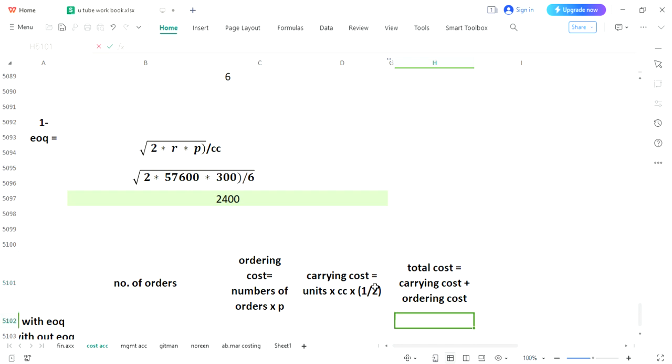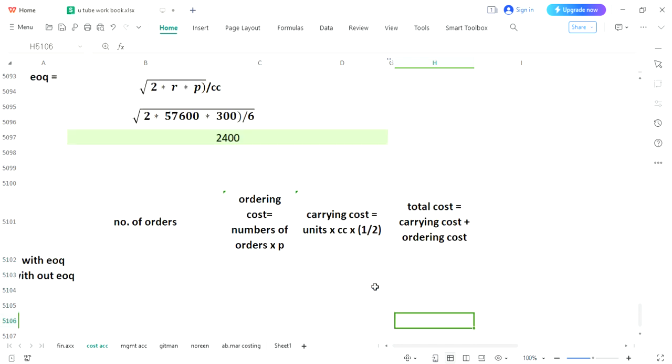So now the theme is what? We will calculate ordering cost in case of economic order quantity. We will calculate carrying cost in case of economic order quantity. Then we will add. The total cost would be mentioned over here. Then without economic order quantity, we will calculate the same total cost and we'll see the difference. The difference between these two amounts would be considered as your saving. So come out over here.